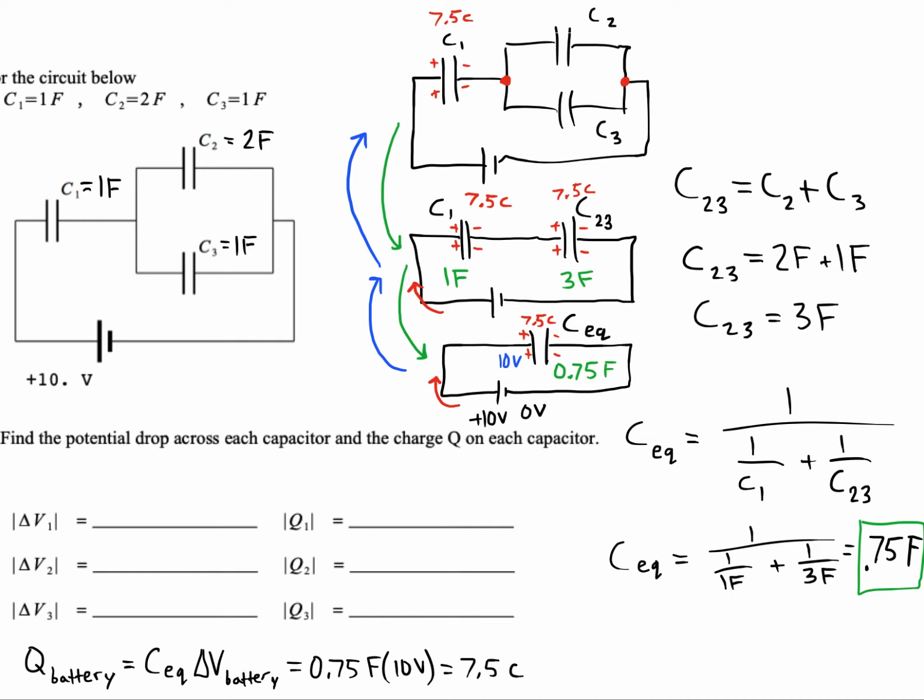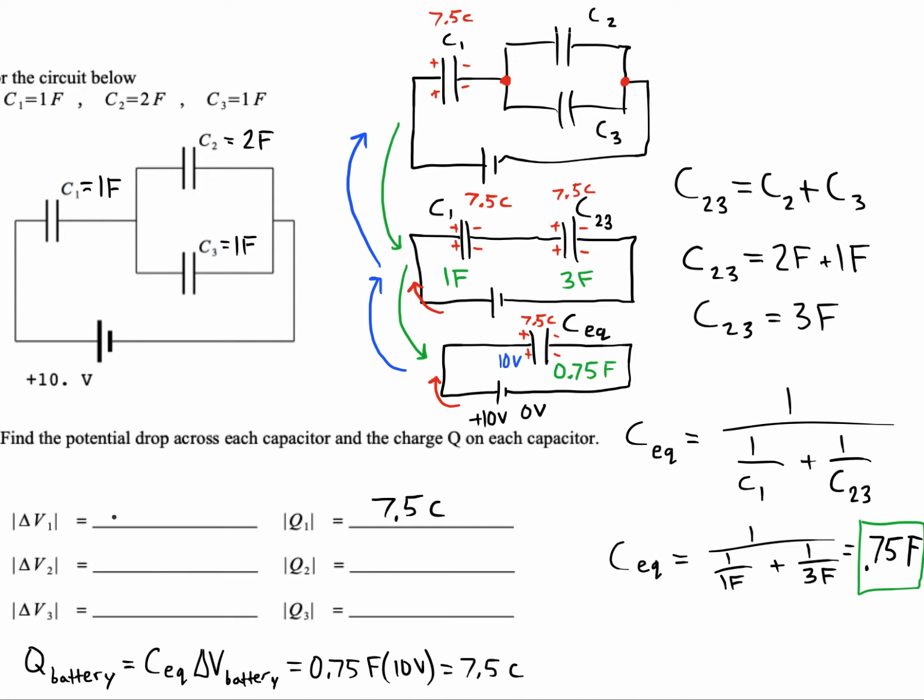Okay. So in order to figure out how much of the charge goes on to these two, we're going to need to know the voltage drop across them. So let's go to the middle diagram and let's find the voltage drops across each of these capacitors. All right, so let's fill in that Q1 is going to be 7.5 coulombs.